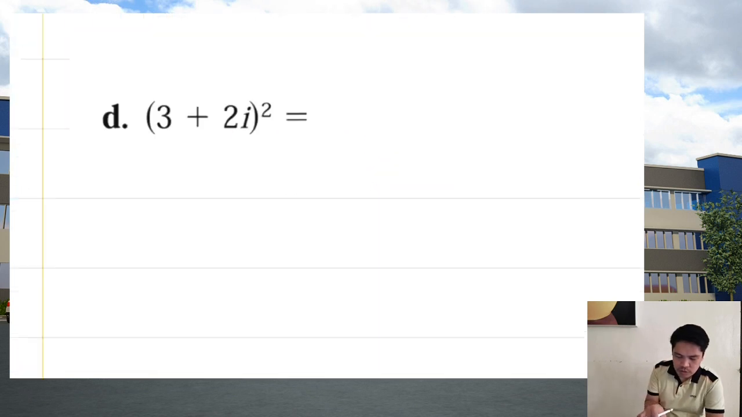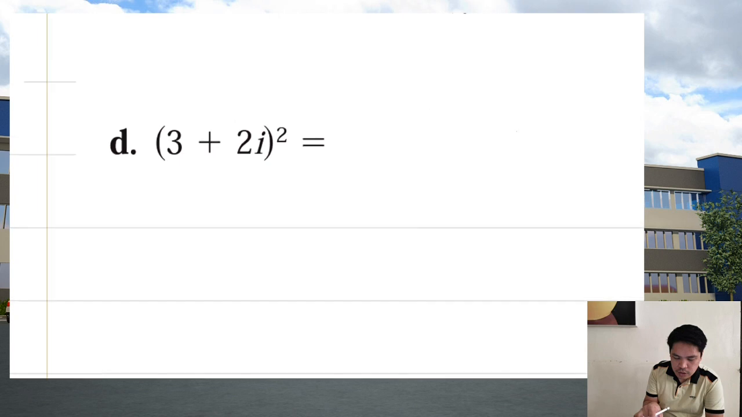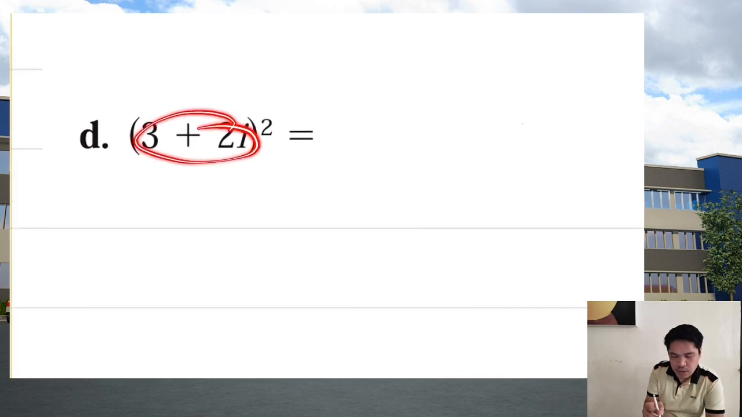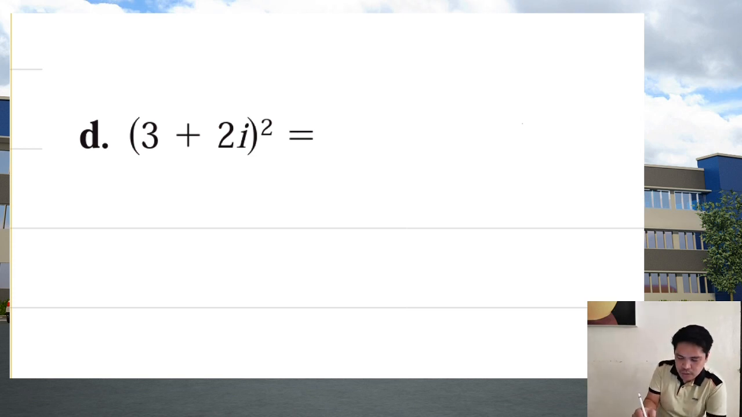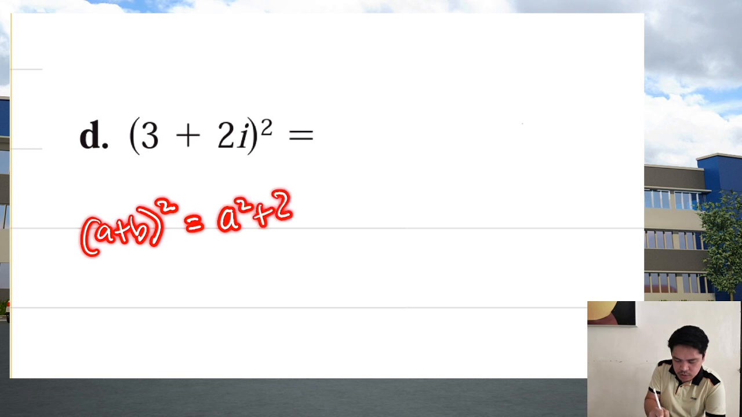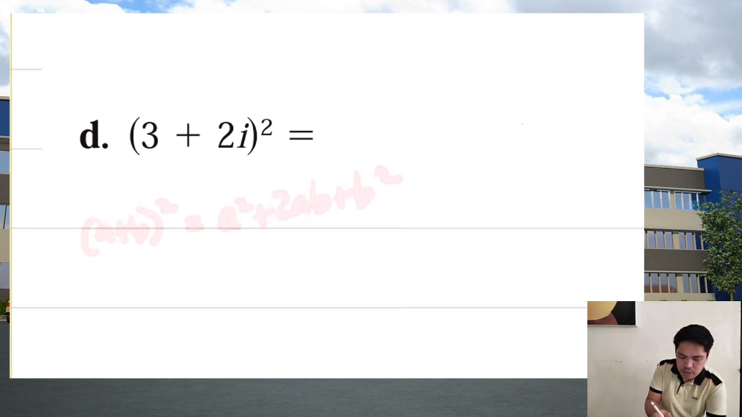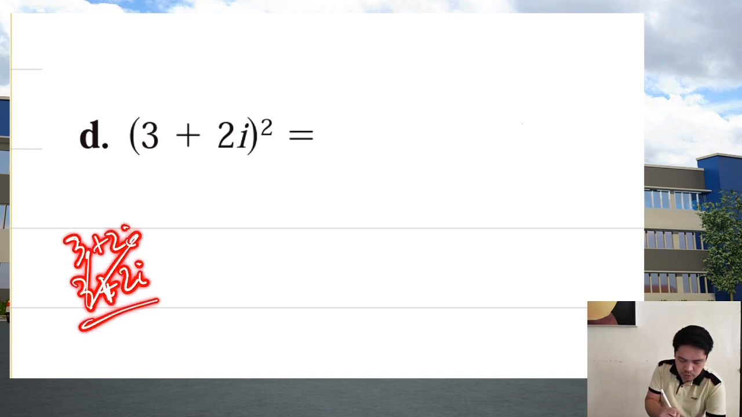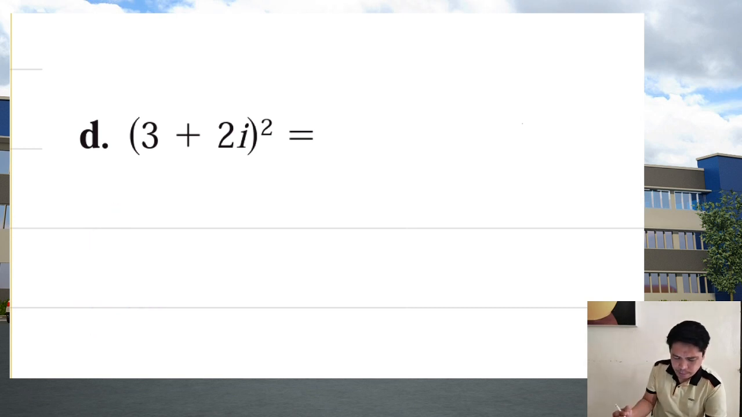Now let's proceed to letter D. For letter D, again, we treat this as a binomial, then we square. So what is the square of 3 plus 2i? So ganun pa rin, if you recall again sa discussion on polynomials, di ba, we have a plus b. If we square that, the result is a squared plus 2ab plus b squared. So we just follow that, or maybe you can do 3 plus 2i times 3 plus 2i, then you do FOIL. But we'll just do the formula, or you just follow the formula.